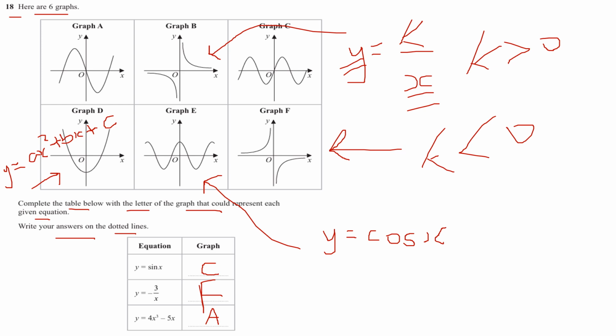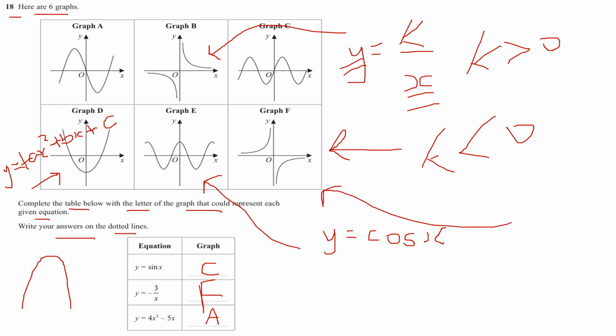It's a U shape, so that's a positive quadratic. If it's an N shape, it's going to be a negative quadratic. Graph E is what I call a cosine graph. Graph F is what I call a negative reciprocal graph, so minus k over x.